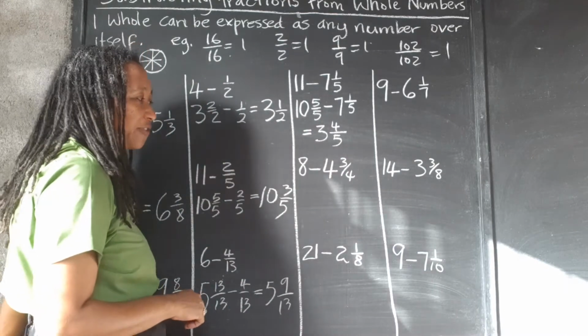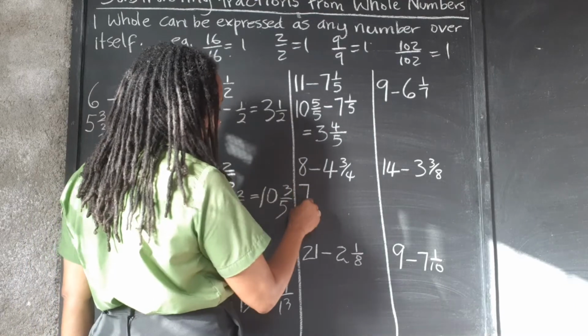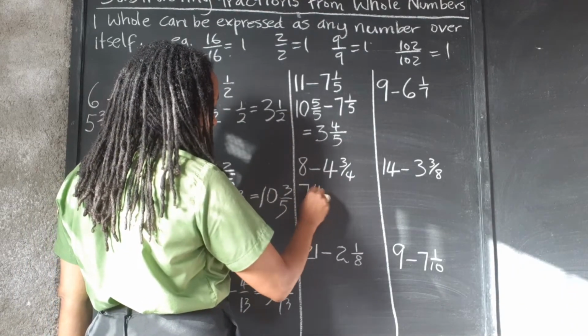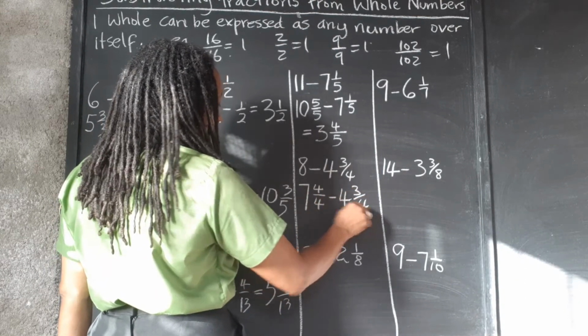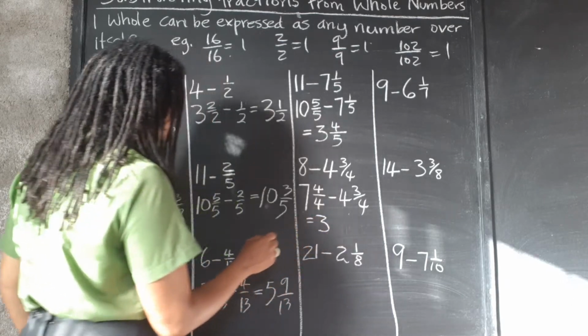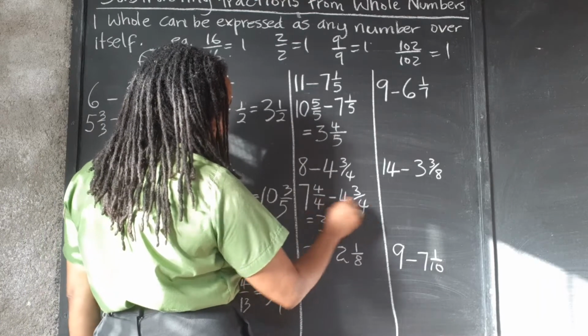8 subtract 4 3/4. We're going to remove 1 from the 8, leave 7. Rewrite that 1 whole as 4 over 4. 7 take away 4 gives 3. 4 take away 3 gives 1, and we put back the 4.